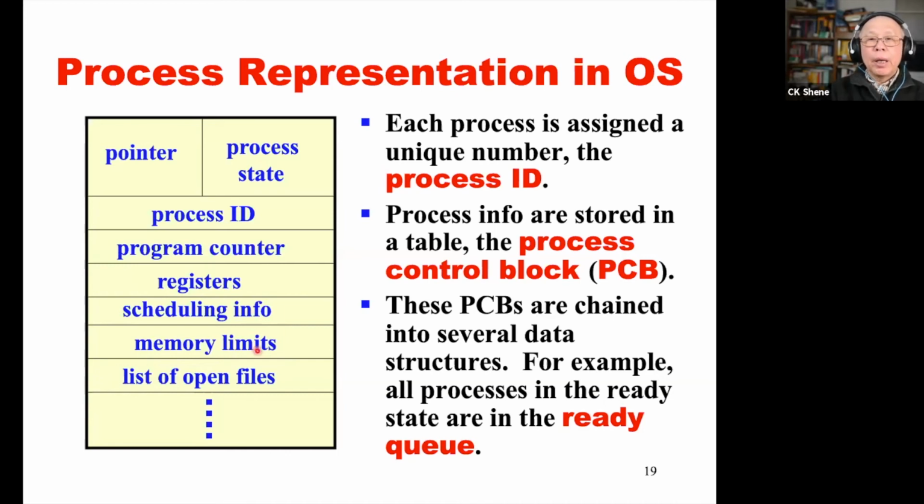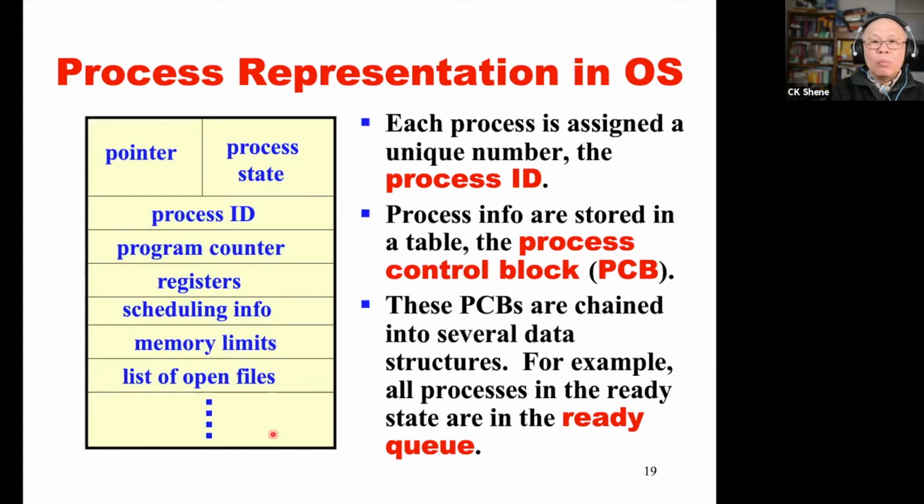And memory limits: where I can find your code, or where I can find your global variable, your stack and heap and so on and so forth. And list of open files. As you probably have learned elsewhere, there are at least 3: stdin, stdout, and stderr. There is other information. And the most important ones here are process ID, process state, program counter, registers, scheduling information, memory limits, and list of open files, and so on.